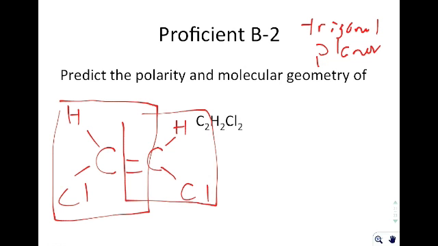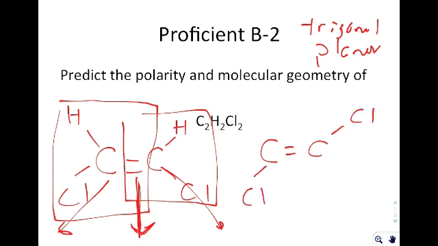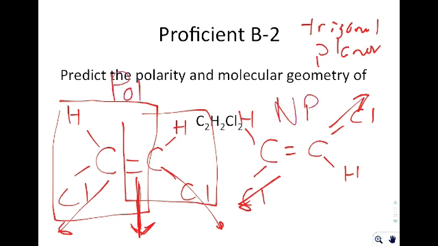But the way that I drew it here would definitely have a polarity. This chlorine is pulling down, this chlorine is pulling down, so there's going to be a net pull of electrons down. If I were to draw this molecule a different way, say like this, the pull of the electrons by the chlorine would be canceled out by the pull of the electrons of the other chlorine. So this one would be considered nonpolar, and this one would be considered polar, depending on how you draw it.